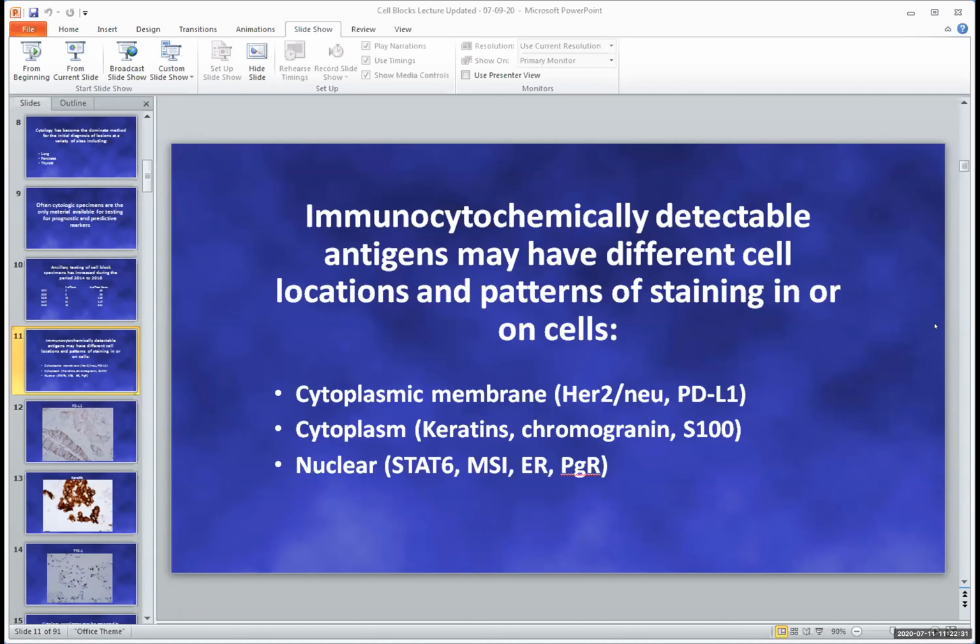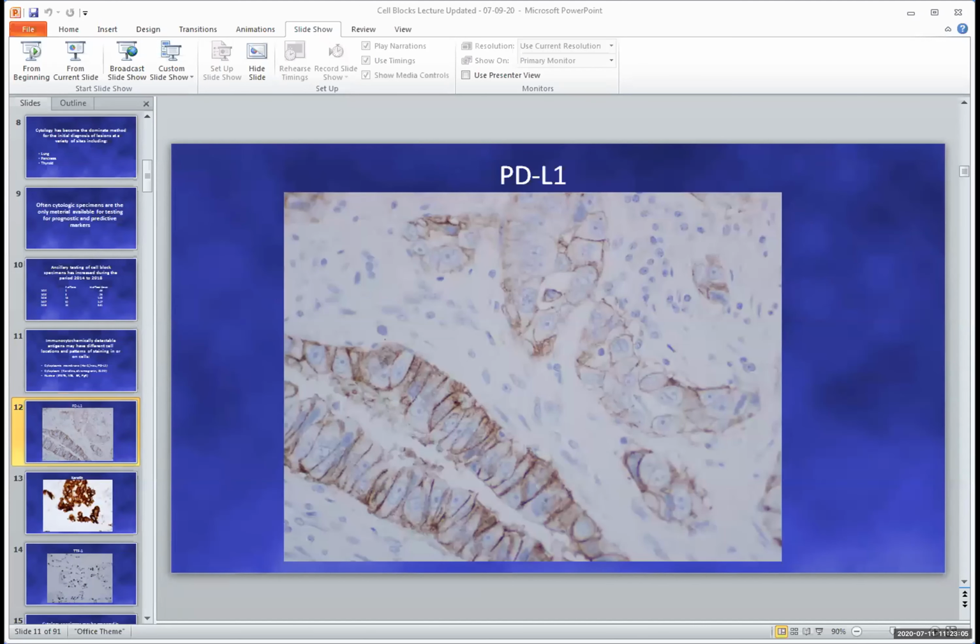And then finally, there are some antigens that are exclusively nuclear: STAT6, the antigens associated with microsatellite instability, estrogen receptor, and the progesterone receptor. These are nuclear located antigens, and cytoplasmic staining or membranous staining are not helpful in interpretation, and they often lead to complexities of interpretation. At any rate, just some clarifications of how different antigens are localized within the cell.